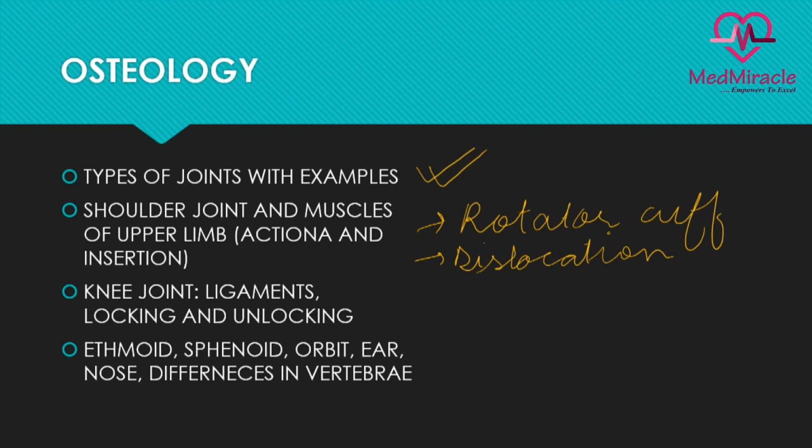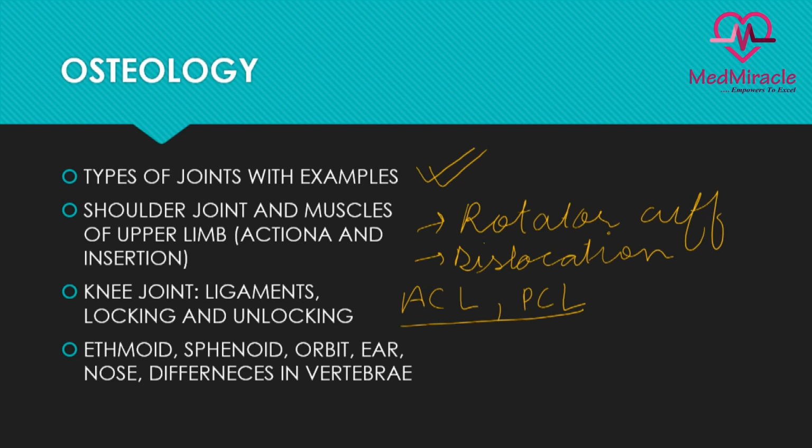Second most important joint is the knee joint, and the locking and unlocking phenomena of the knee joint have to be known, and the various important ligaments like ACL, PCL specifically. These two should be known, and their insertions and origins should be known, and if there is a deficiency of any of these ligaments, what is the kind of defect that the patient will feel.